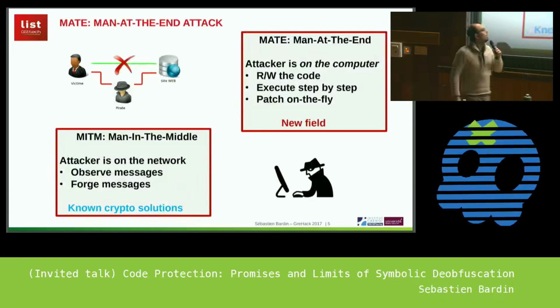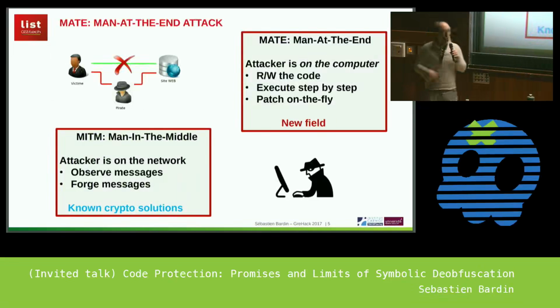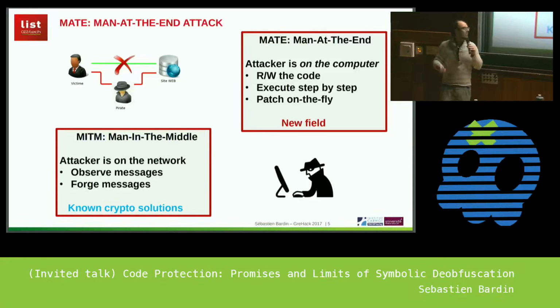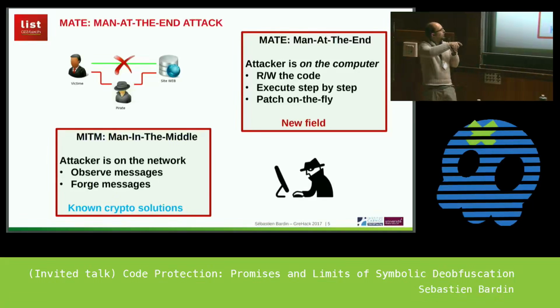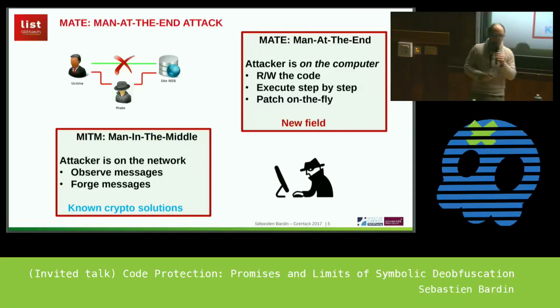So what's the context? Originally people were looking at the man-in-the-middle attack. This is a scenario where the attacker is on the network and computers are safe, and he can only observe messages and forge messages, and there are lots of solutions for that. You can say, okay, here is my cryptographic solution. I can tell you the solution because even if you know it, I have mathematical guarantees that you cannot attack me easily, assuming the protocol is well implemented, of course.